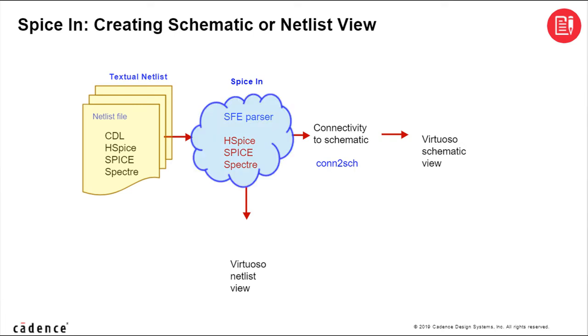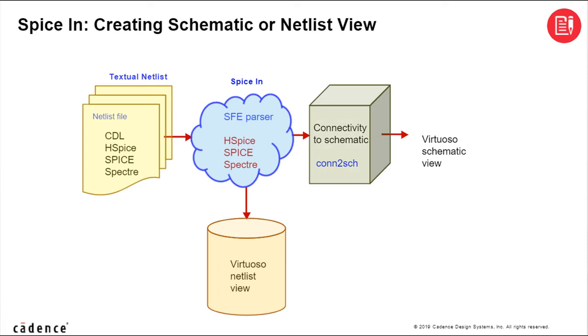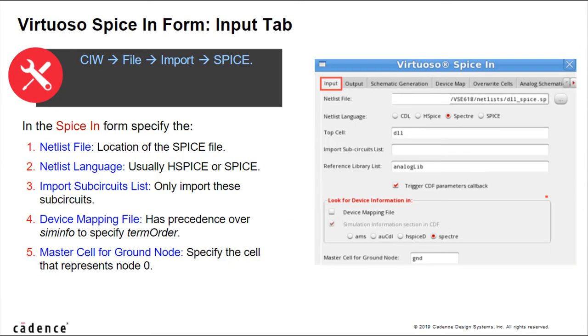Use the Spice front-end parser to generate the Virtuoso netlist view. You can use the inbuilt connectivity to schematic module to generate the Virtuoso schematic view. This and the next few slides discuss the setup of the Virtuoso Spice in form. Similar to the Verilog in form, you can choose File and Import and then Spice to open the Spice in form that you see on the screen.